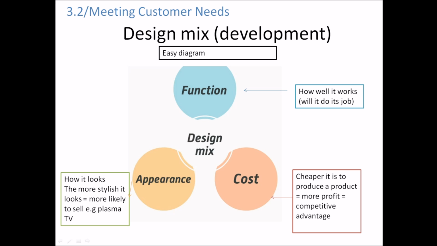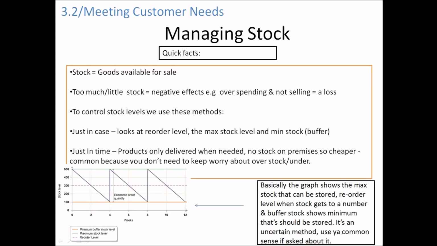For example, a plasma. If a business made those big stocky TVs, but then the business next door had flat screen TVs, the flat screen TVs are more likely to sell because they look better. This could be the same for clothing companies. However, some clothing companies haven't really got the idea yet that the clothes must actually look good. Okay, so let's move on to the next one, which is managing stock.